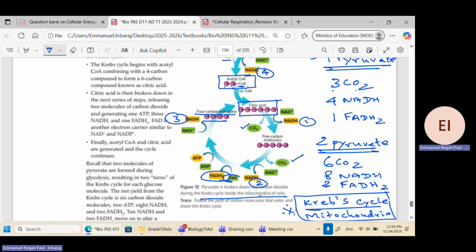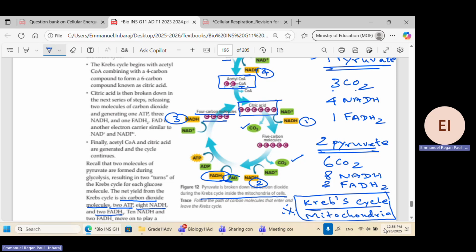If they ask you what are the products that you will get after Krebs cycle, here you have 8 NADH, 2 ATP, 2 FADH2, and of course 6 carbon dioxide molecules produced. All right, so this is what happens in Krebs cycle, and this is very, very important.